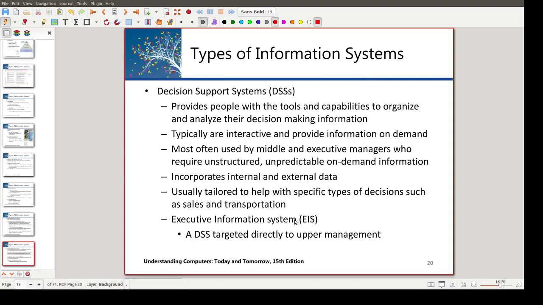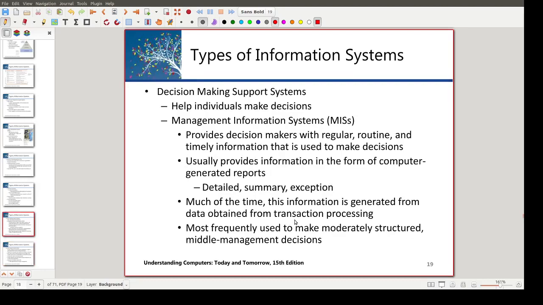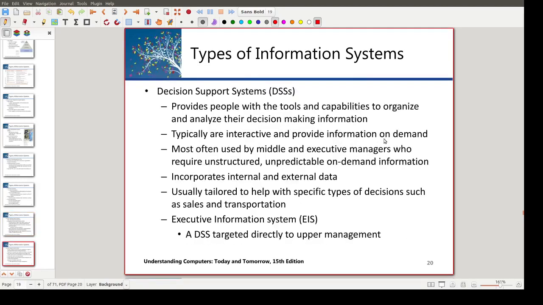I would like to ask a question now. What if I release this product? What happened in the last few weeks? What happened when the dollar price increased? This kind of information is called on-demand. It is not routine, in contrast to the other one. It is not regular, in contrast to the management information system. It incorporates internal and external data, usually tailored to help specific types of decisions, such as sales and transportation.